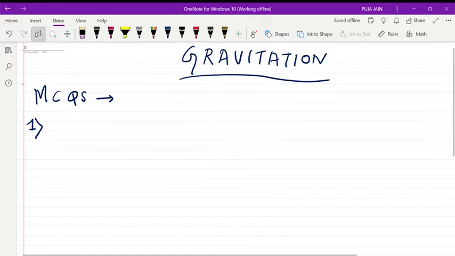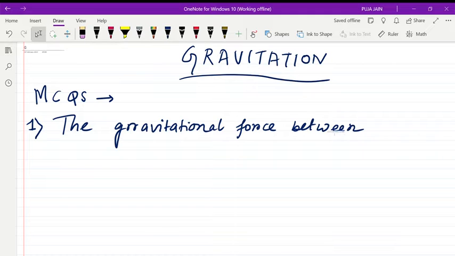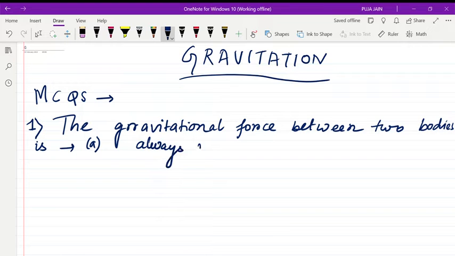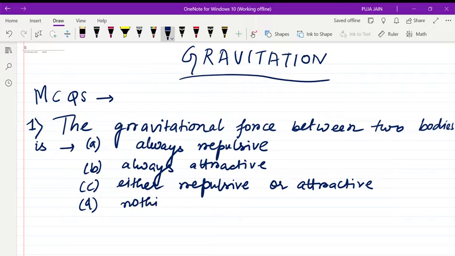First question. Write this question in your fair note copy. The gravitational force between two bodies is: A, always repulsive; B, always attractive; C, either repulsive or attractive; and D, nothing can be said. So these are the four options.